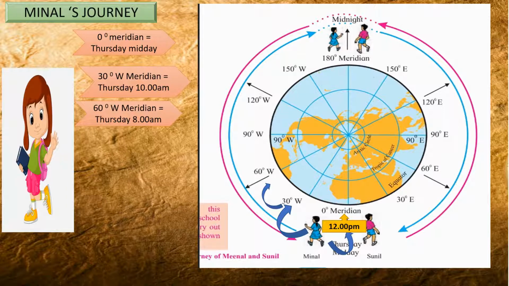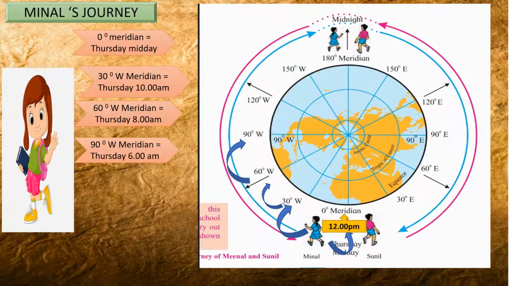Now, she started traveling towards 90°, from the 60° west meridian to the 90° west meridian. Again, how many longitudes are there? 30 longitudes, so again a 2 hour difference. So if at 60° west it is Thursday 8 a.m., what will be the timing at 90° west? Let's count: 8, 7, 6. So what will be the timing at 90° west? It will be Thursday 6 a.m., meaning Thursday 6 o'clock morning.